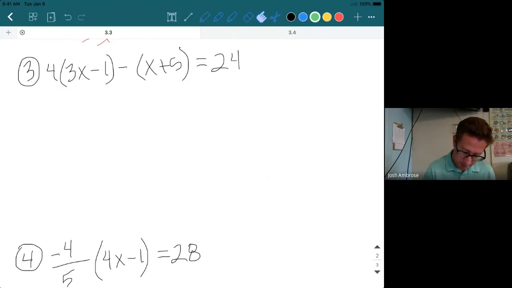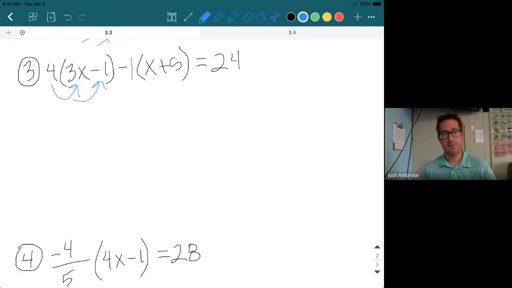Example problem number 3. Do you see the distributive property? Yes, I do. And in fact, I see it twice here. We're going to take the 4 and distribute right there. And they don't write it, but there is a 1 here. And why is that important? Because of that negative sign that's out in front of the 1, that when you distribute into the parentheses, will change the sign on both of those values. Okay, so let's see how that looks.